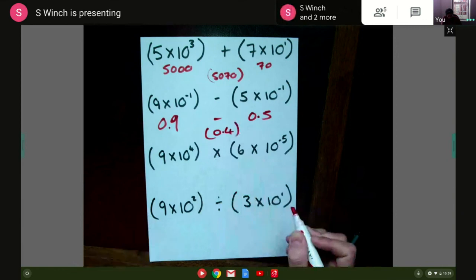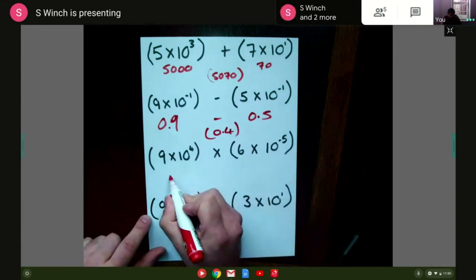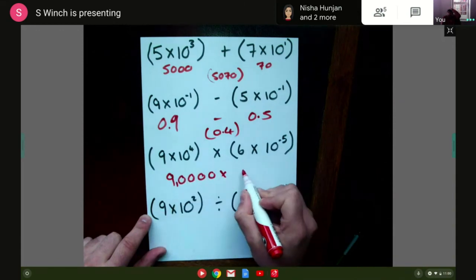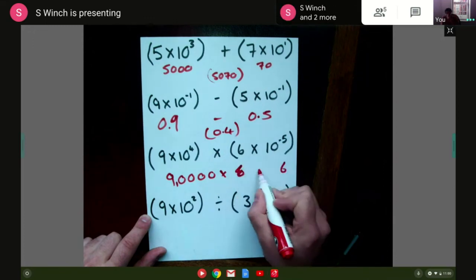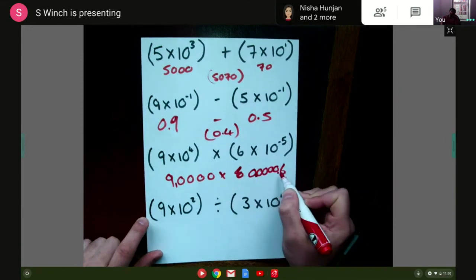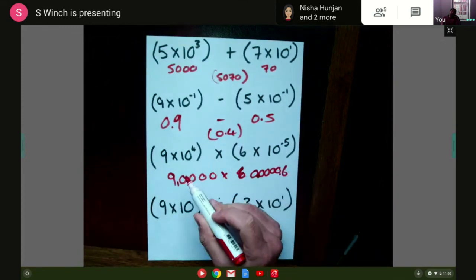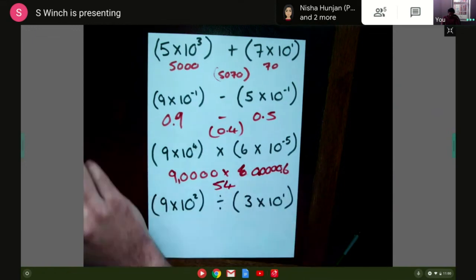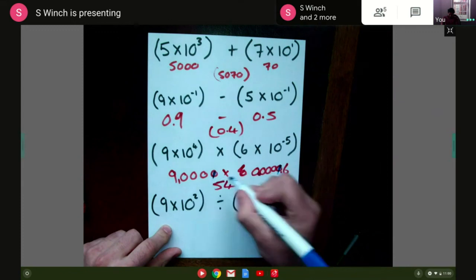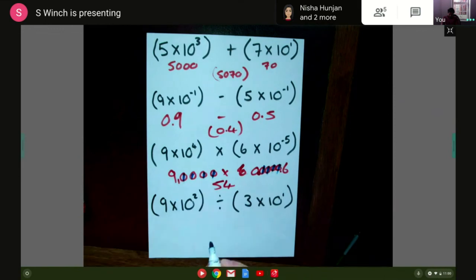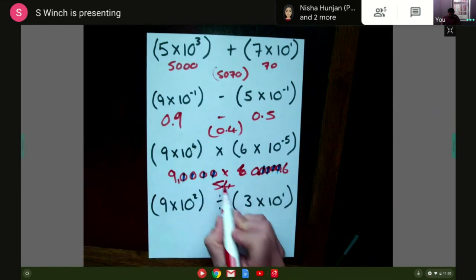And the final 2 questions we've got, before I run over time, we've got 9 with 4 zeros multiplied by 6 with 5 zeros. And then to work this one out, nice and simply, we do 9 times 6, which gives us 54. And I could actually cancel each 0 out, 1, 2, 3, 4, and I'm left with 1 zero, so that means the decimal place moves back 1. So the answer there will be 5.4.